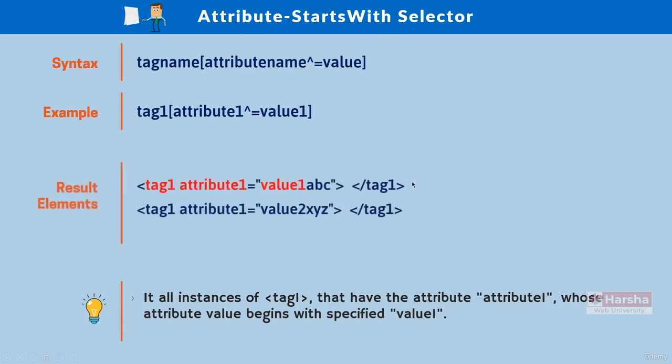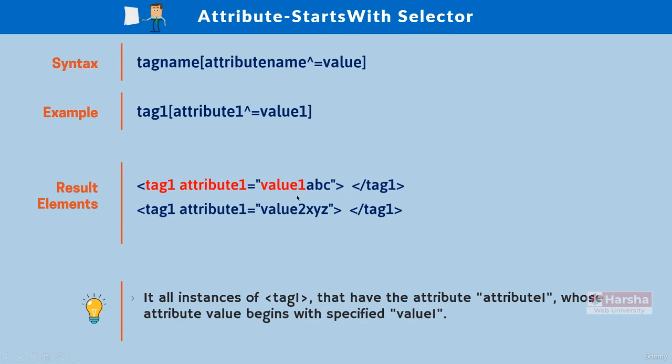It means that you are selecting only the first tag here because it matches 3 conditions. First of all, it is an instance of tag1. It has an attribute called attribute1, and its value begins with value1 as mentioned here. In this case, it doesn't match the second tag because its value begins with value2 but not value1.